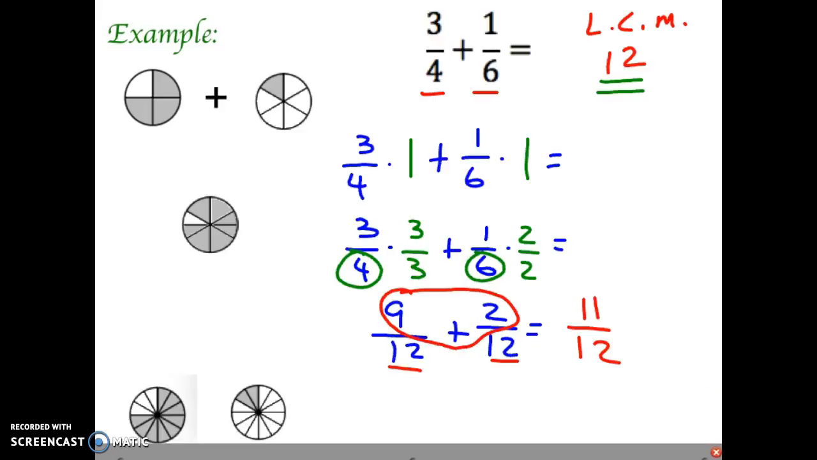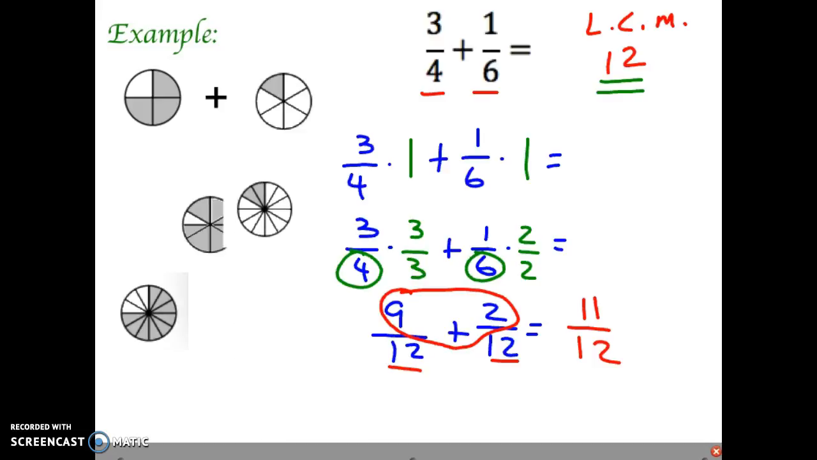The 9 and the 2 should give us 11. If we check this out pictorially, the circle on the left is now broken up into 12 equal sections. 9 of them are shaded in. Notice that matches up pictorially with the 3/4. The circle on the right is broken into 12 equal sections with 2 of them shaded in. That matches up with the 1/6.